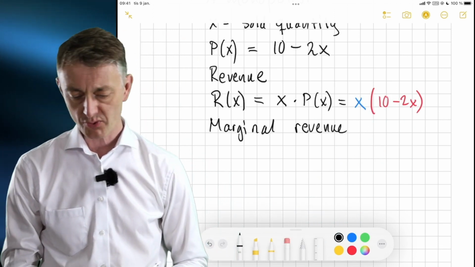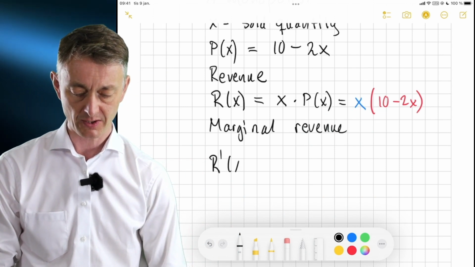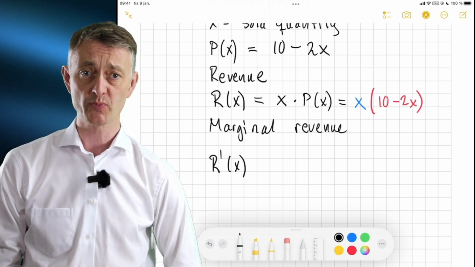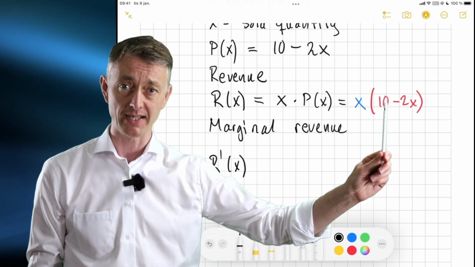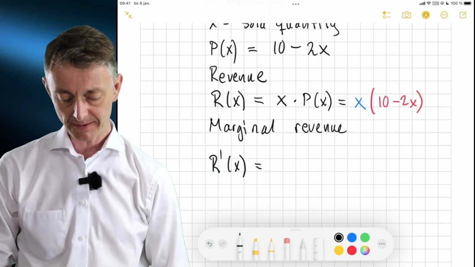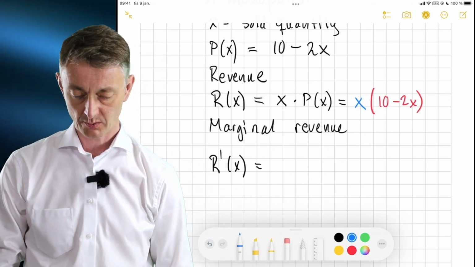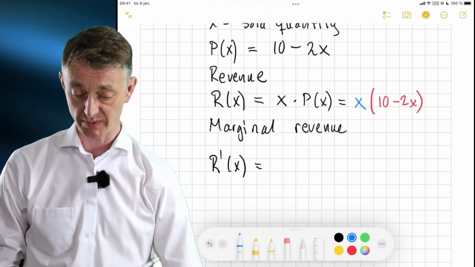So what is that marginal revenue? Well, I just told you that it was the derivative of the revenue function with respect to X. And here we have 2 functions of X multiplied. So it's the product rule. So it's then going to be, well, if we take the derivative of X with respect to itself, it's just going to be 1, right?